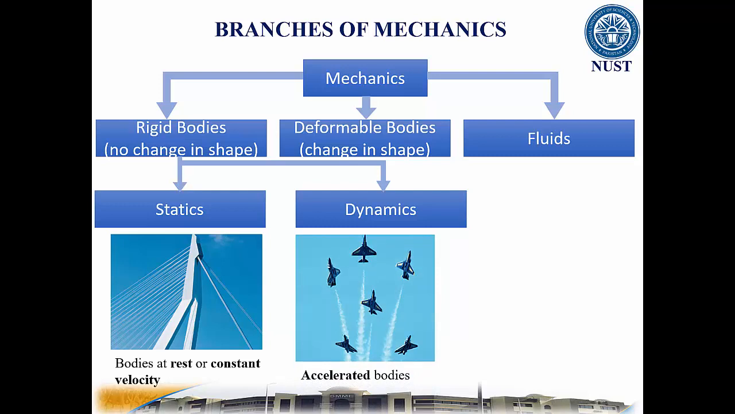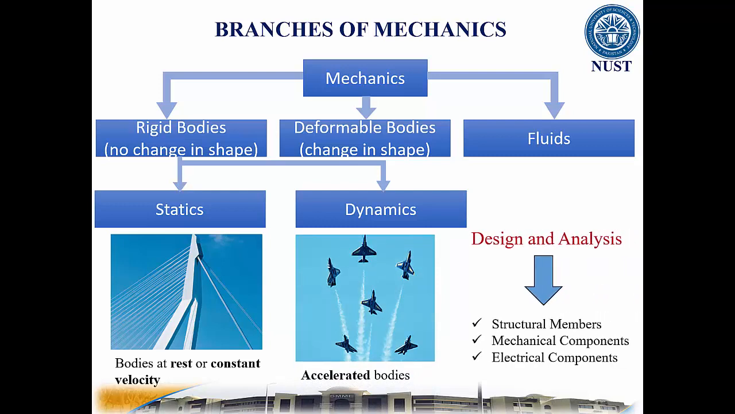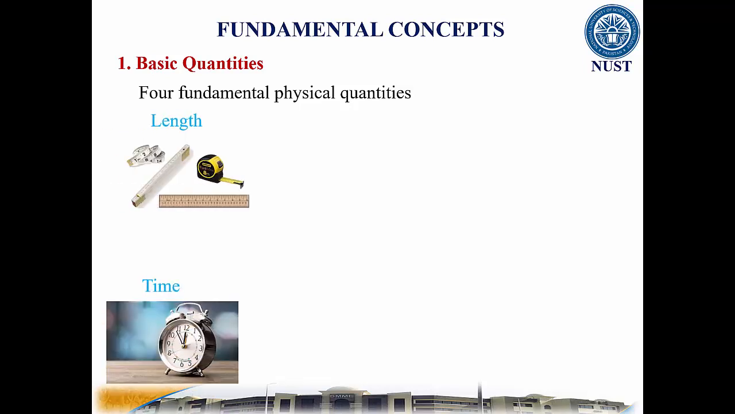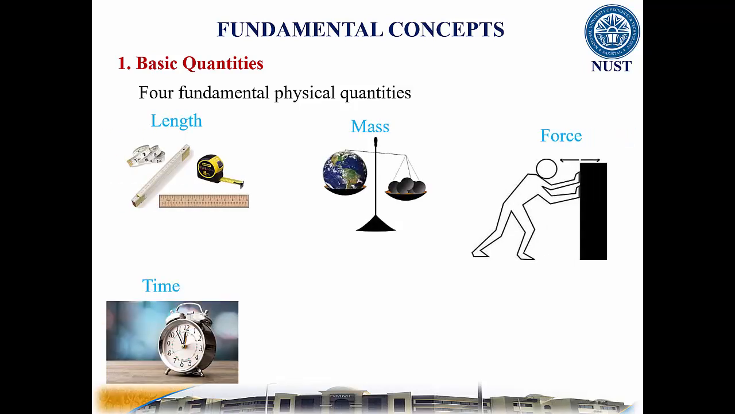This course is essential for the design and analysis of many types of structural members and mechanical and electrical components encountered in engineering problems. Let's first understand the meaning of certain fundamental concepts. There are four basic quantities which are used throughout engineering mechanics: length, time, mass, and force. Length is used to locate the position of a point in space and thereby describe the size of a physical system, such as to define distances and geometry of a body.